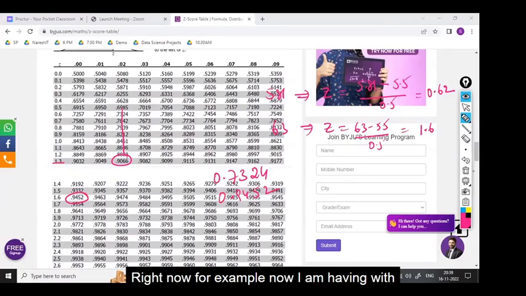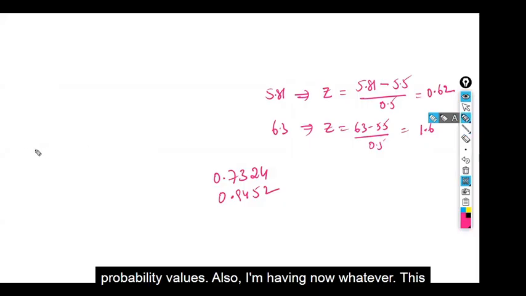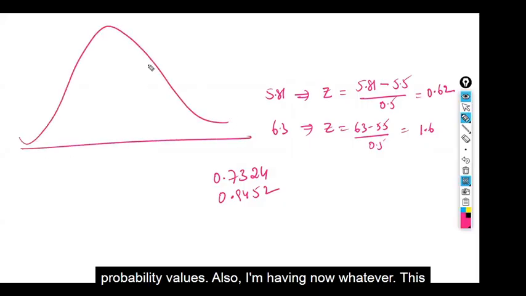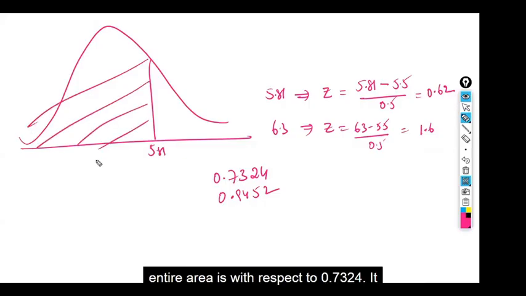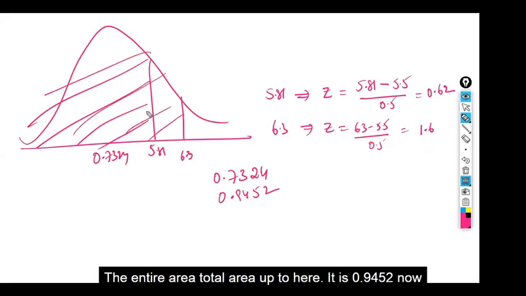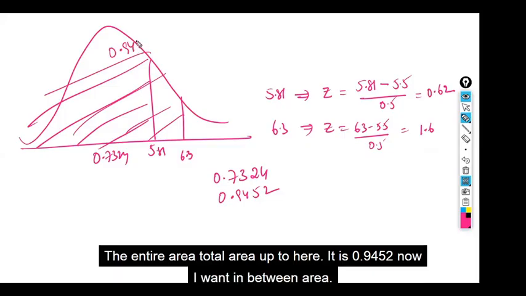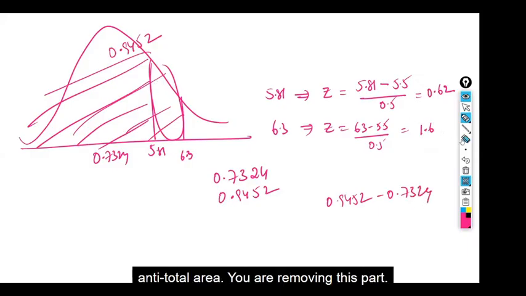Right? Now I have two z values and the corresponding probability values. The entire area up to 5.81 is 0.7324, and the total area up to 6.3 is 0.9452. Now I want the area in between. That is 0.9452 minus 0.7324. From the entire total area, you are removing this part.